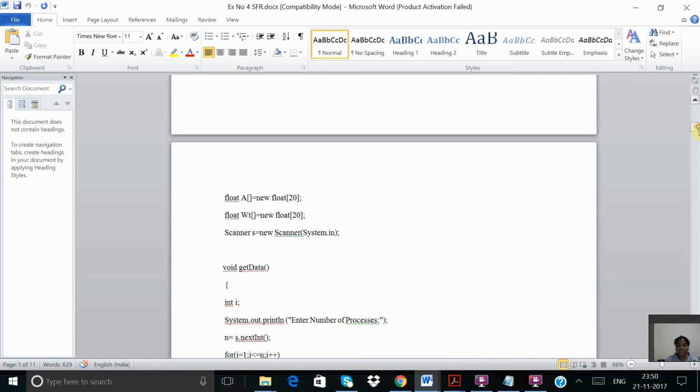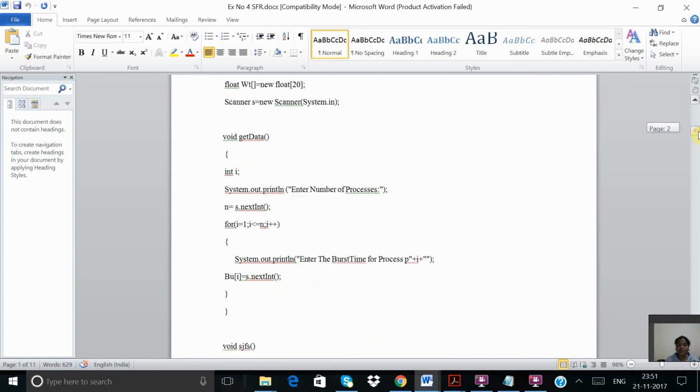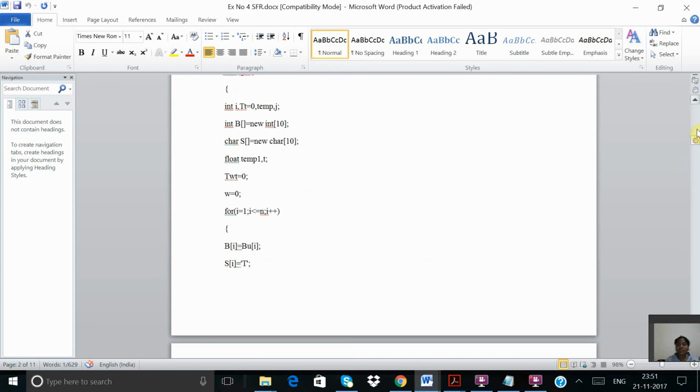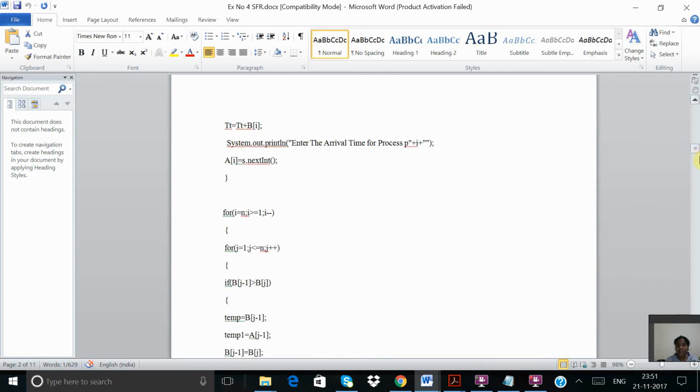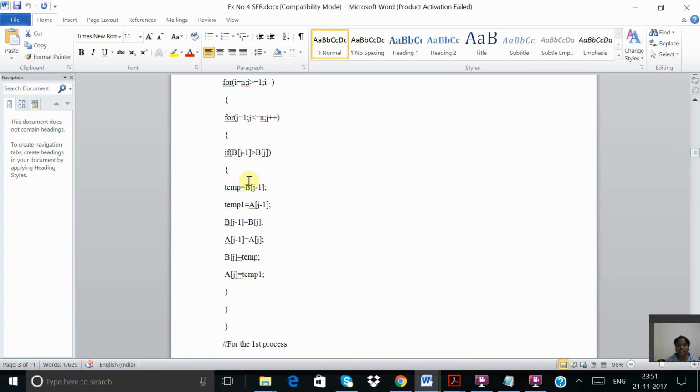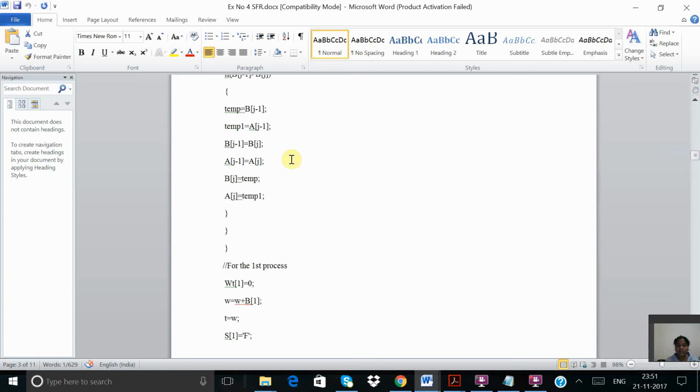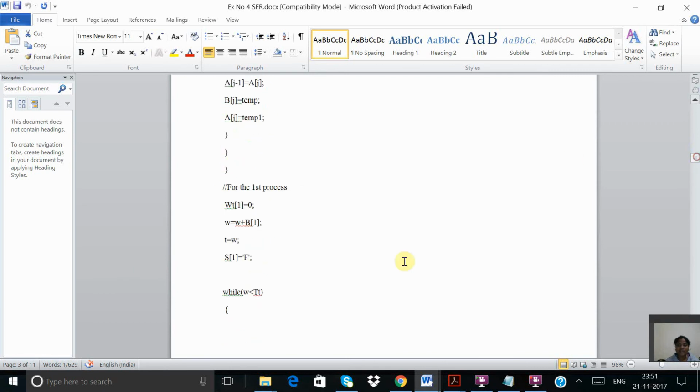Here I am going to initialize all the values and enter the number of processes and the burst time for each process, and based on that I'm going to calculate. I'm getting the arrival time and the burst time. Scheduling is the process which needs to be executed when an interrupt or something happens. Having calculated burst time and arrival time, for process one I'm calculating the waiting time and the scheduling.